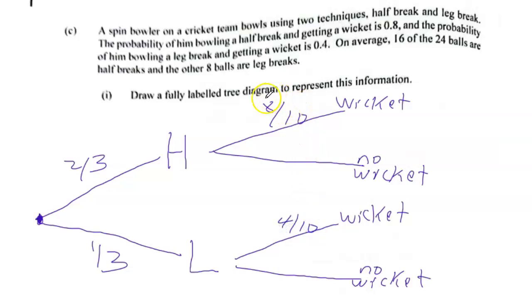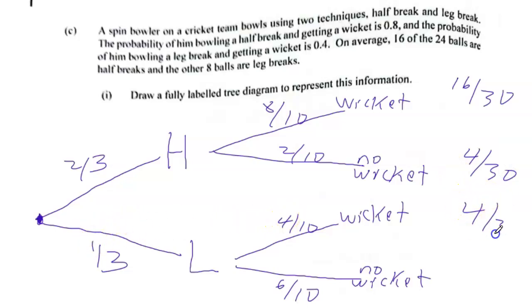So remember, these must add to 1. So if it's 8 out of 10, no wicket would be 2 out of 10. If it's 4 out of 10, no wicket would be 6 out of 10. So let's complete our diagram by multiplying along the branches. 2/3 times 8 over 10, that's 16 over 30. 2/3 times 2 out of 10, that's 4 over 30. 1/3 times 4 over 10, that's 4 over 30. And 1/3 times 6 over 10, that's 6 over 30.